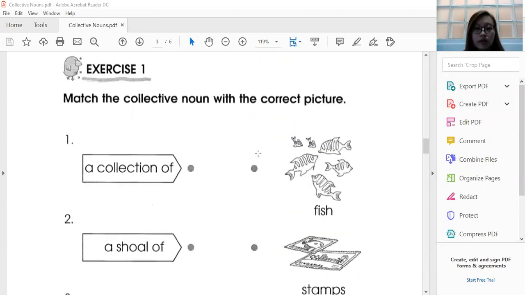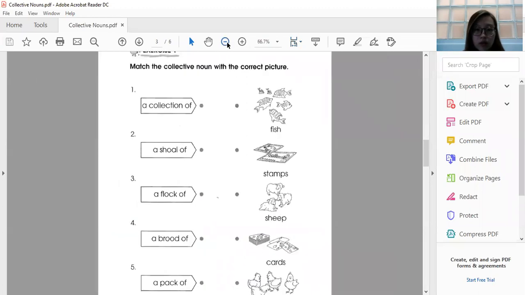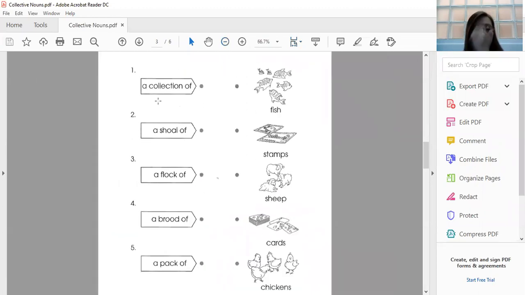Okay, so we start with exercise 1. For exercise 1, we look at questions 1 to 5. We'll just draw a line to join them together. Over here, we have a collection of. Collection is used with things that you can collect. In this case, we use a collection of stamps, because we can collect stamps. Number 2, we have a shoal of. Shoal is used with fish, meaning a group of fish, more than one fish.